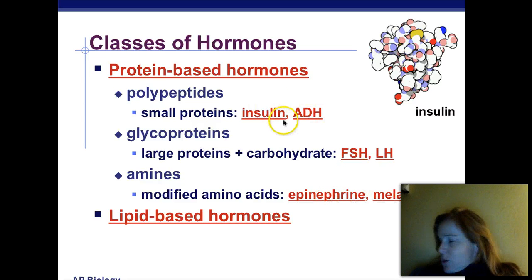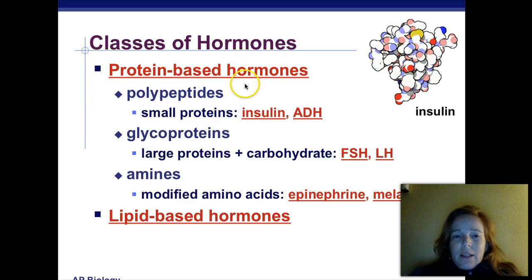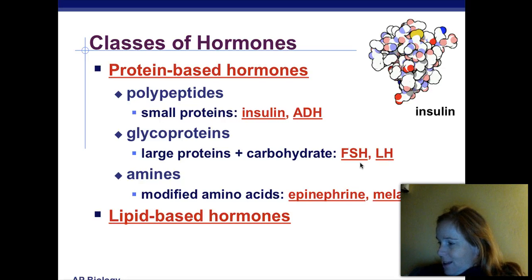And so insulin lowers the blood glucose level, and it's regulated by the glucose level in blood. So then we have glycoproteins. We've talked about what glyco stands for. Glyco stands for carbohydrates, so we're large proteins plus a carbohydrate, FSH and LH.